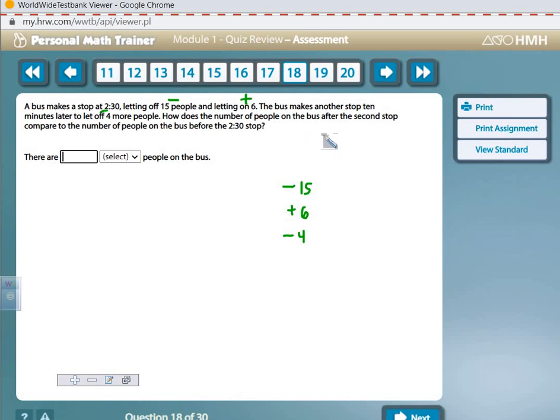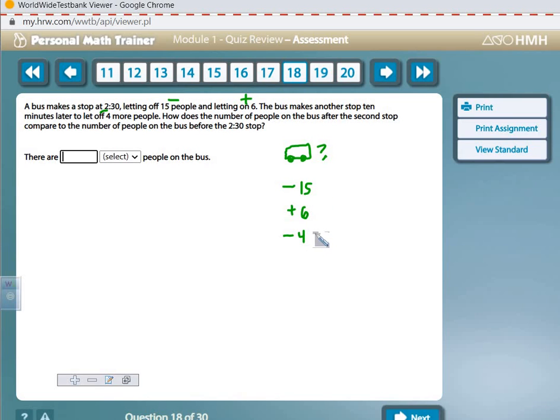How does the number of people on the bus after the second stop compare to the number of people before? Well, we don't know how many people were on that bus originally. Do I dare try to draw a bus? Oh my goodness. All right, I'm not even going to put the windows on. So we don't know how many people were on the bus, but we do know that however many there were, it went from minus 15 to plus 6 to minus 4.